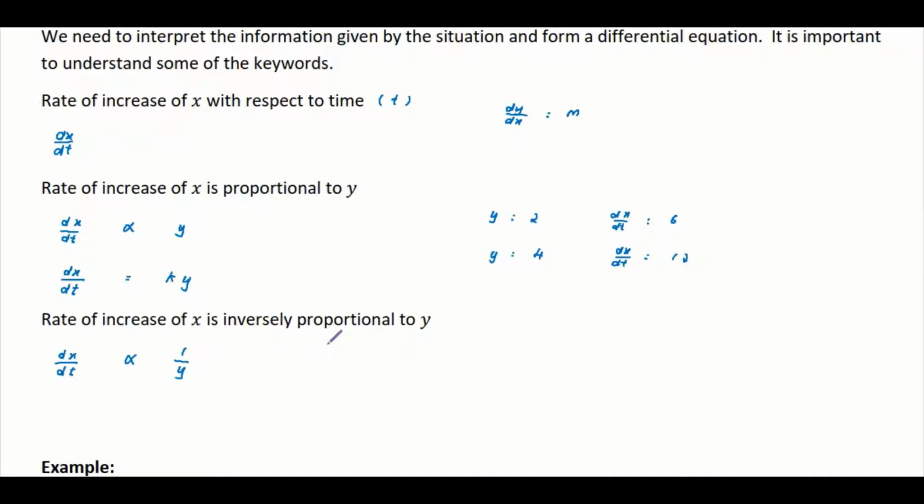If it's inversely proportional, there is a variable that always connects them together as well. So that's why we write dx/dt equals k over y. Just make sure that always at the coefficient part you put a variable. Alright, so that is represented by a constant k in this case. Okay, so that's the idea.